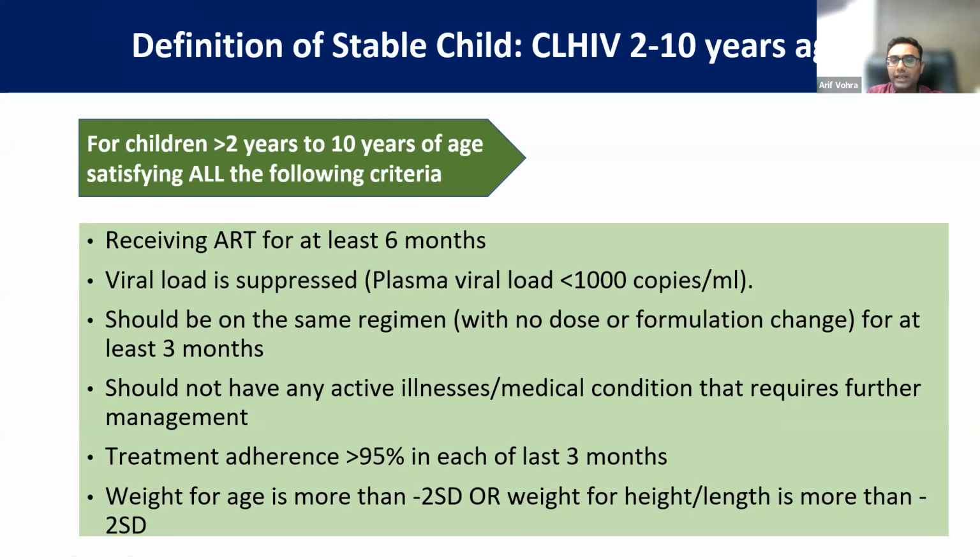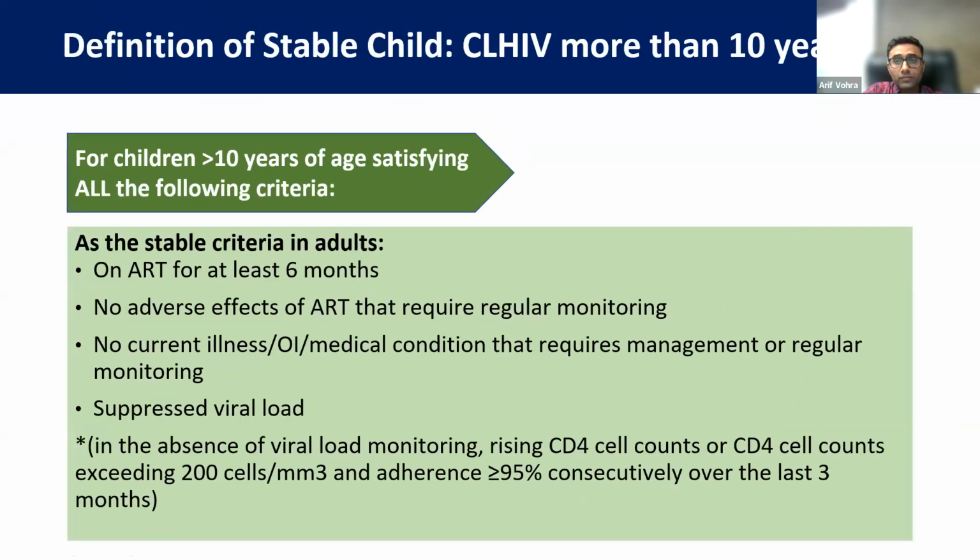He should not have any active illness or a medical condition that requires further management. It has to be more than 95% treatment adherence for the last 3 months. And the weight for the age of the child is more than minus 2 SD for that age and sex. Then we can label this child as a stable child.